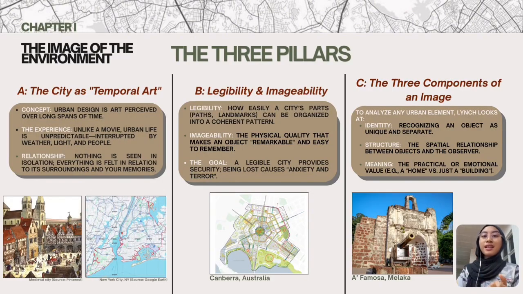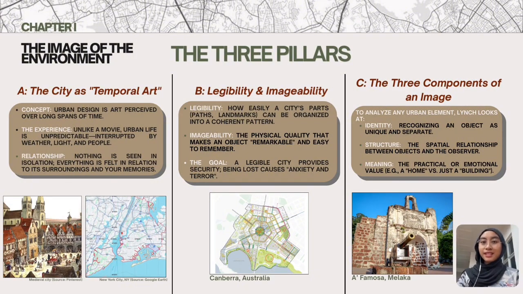Now, let's get into the core theory. In Chapter 1, Lynch establishes 3 main pillars. First, A, the city as temporal arc. Unlike a painting or a movie, you can't really see a city all at once. It is experienced over long spans of time under different weather and in different moods. As you can see from these images of a medieval city versus New York, environment is never seen in isolation. It's always felt in relation to what's around it and your own memories.